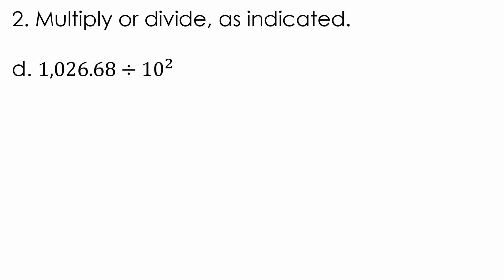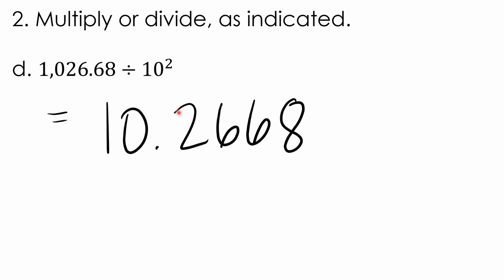All right, one more. We've got a division problem, and we've got a power of 2. We've got 1026 and 68 hundredths divided by 10 squared, or 10 to the power of 2. We are going to be moving to the left because it's division, and we're going to be moving to the left 2 times. So move that decimal to the left 2 times. 1, 2, that becomes 10 and 2,668 ten thousandths. That one was hard to say.